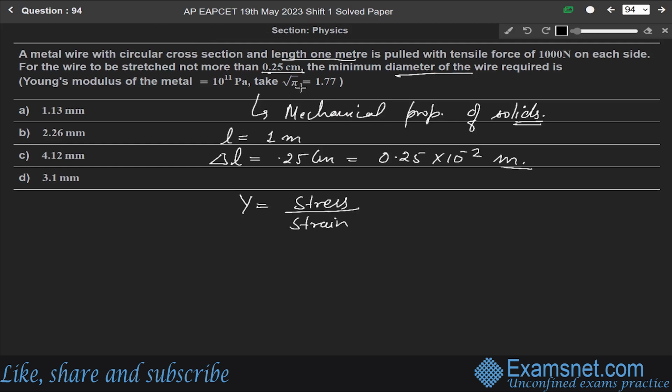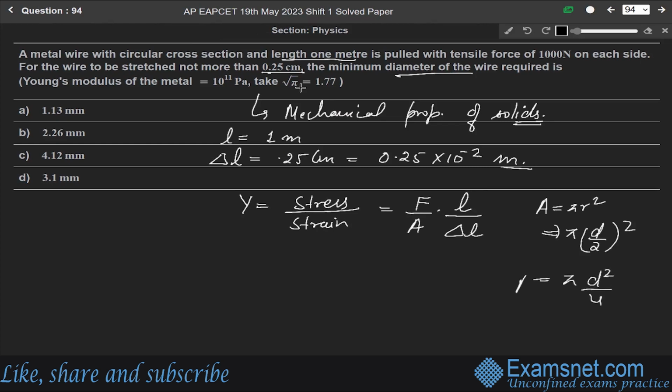Okay, so Young's modulus will be equal to force over area into length over elongation, into length. And we know that area is what? Pi r square. But we are asked to find the diameter. So in place of r, we can write pi d by 2 whole square. So it will be pi d square over 4. In place of area, we write pi d square over 4.